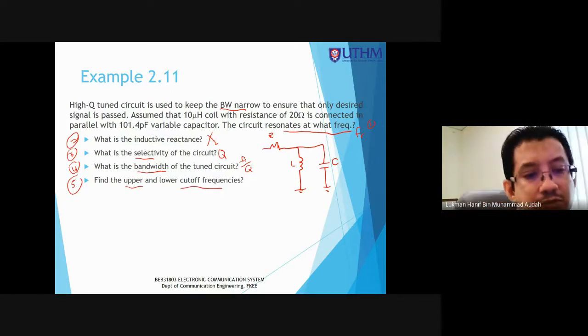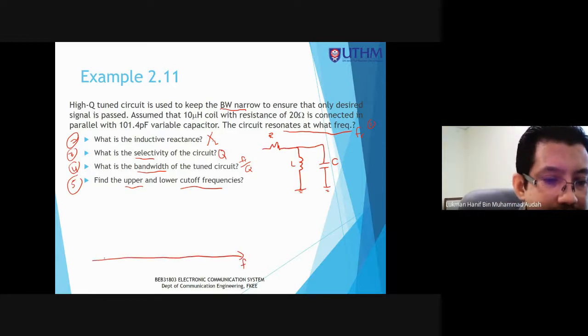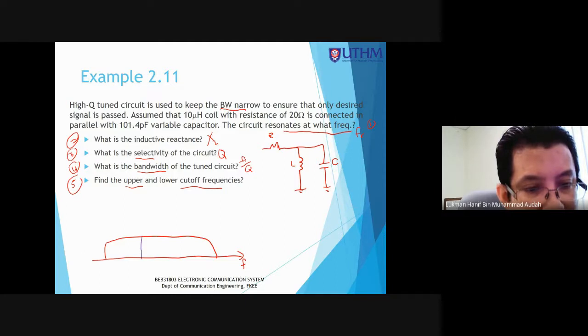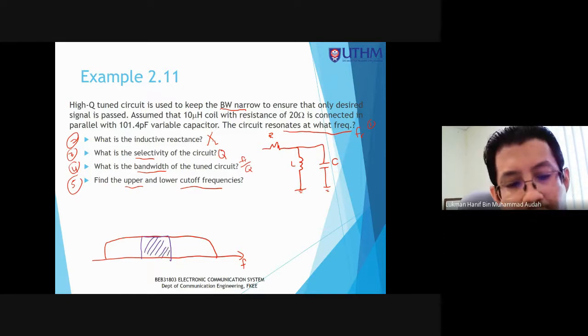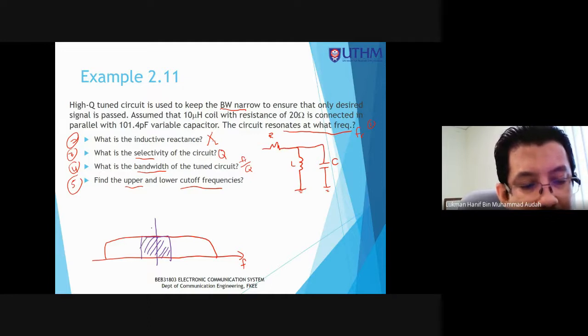What does that mean? Maybe I'll draw a little. This is F. This is the big bandwidth absorbed by the antenna, and then our tuned circuit wants to select only the desired frequency. If you see from here, we want to select this purple part. The center frequency here is FR, and the bandwidth here is the bandwidth of the tuned circuit.